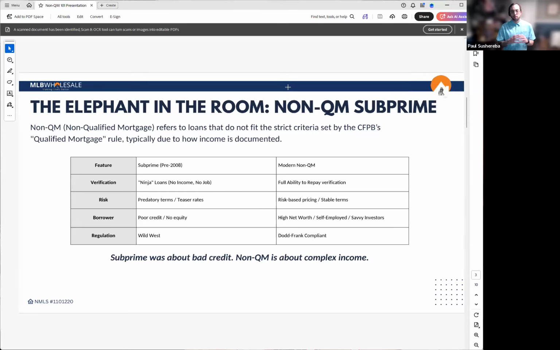Modern non-QM provides that income flexibility. So we're still verifying income. And I would argue that on a bank statement loan for a self-employed borrower, we actually see a better real world picture of the business than you do on tax returns. So it's actually a better way to document that business income.